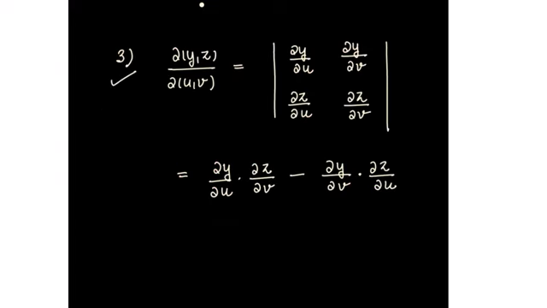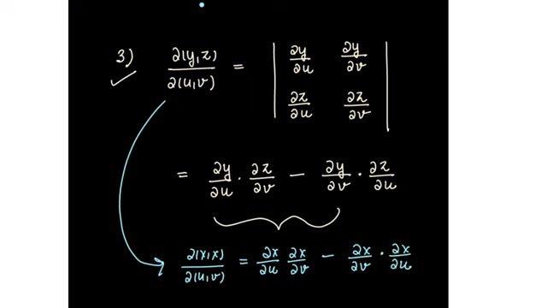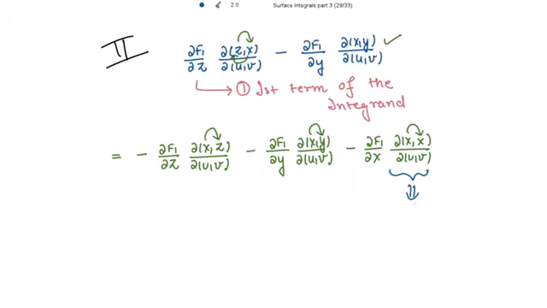The partial derivative of (y, z) with respect to (u, v) is equal to this. For the special case, if I am having the same variables in this, that is (x, x), what I get is the partial derivative of x with respect to u, partial derivative of x with respect to v, minus partial derivative of x with respect to v multiplied with partial derivative of x with respect to u. So these two cancel out and I'm getting this to be equal to 0. This is what I have used in the third term here because this is coming out to be 0. So I can add this to these two terms.